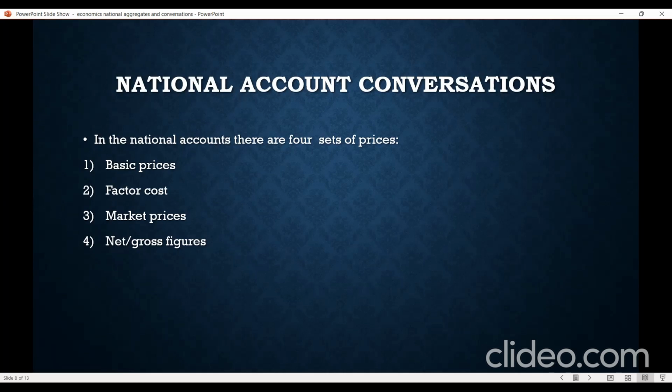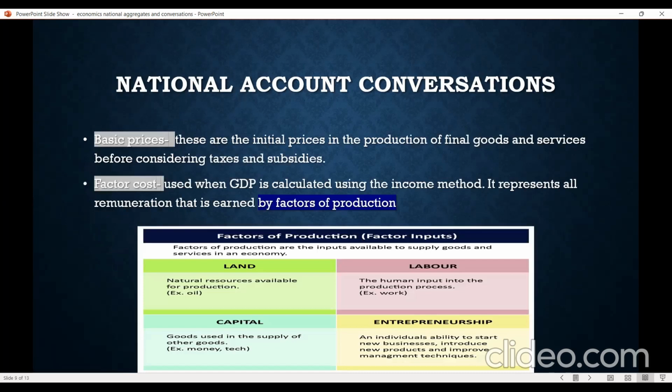Now, let us go into detail about this. As we said, the basic prices, right? Our basic prices are the initial prices in the production of final goods and services before considering our taxes and subsidies. Right. Now, our factor costs are used when gross domestic product is calculated using the income method, right? And it represents all remuneration that is earned by the factors of production. Now, let us discuss this in more detail.